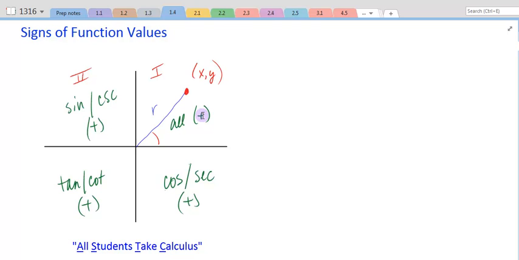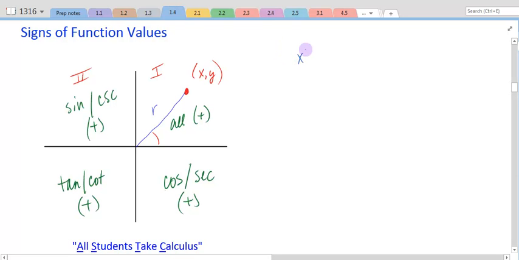So all values are going to be positive in quadrant 1. And that falls because both x and y are positive. And remember that all of my trig functions are basically just the ratio of y over x in some form or fashion, or y over r, or x over r. And so the sign on both x and y is going to determine the sign of my trig function. So in quadrant 1, all 6 functions are positive.